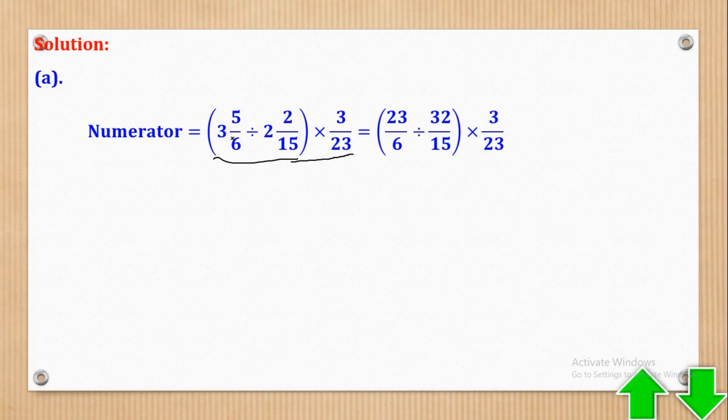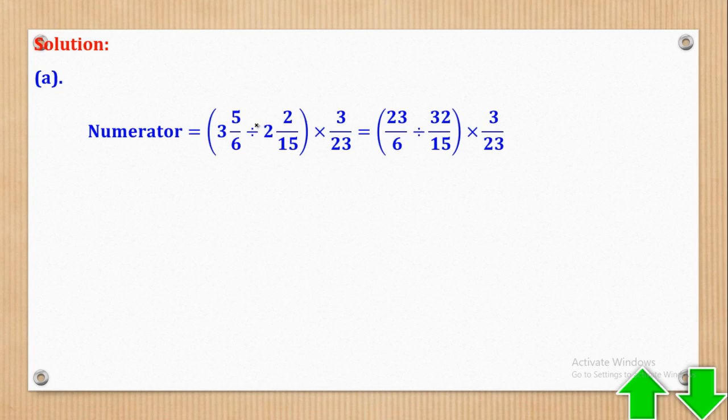So BODMAS, what we are going to first do is to make this mixed fraction into an improper fraction. So how is that done? We shall say 6 times 3 to give you 18, then 18 plus 5 to give you 23, which is here, and everything divided by 6, which is our divisor here. So that was that part. Then for this part, it will be 15 times 2 to come up with 30, and 30 plus 2 will give you 32, which is this, divided by this divisor, which is 15.